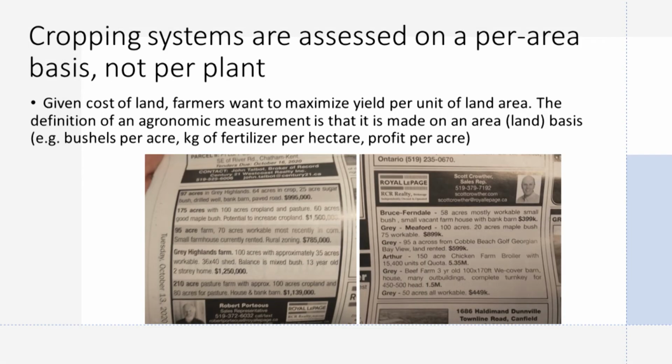So today, the effect of crop management decisions are assessed on a per area basis, not on a per plant basis. And in fact, the definition of an agronomic measurement, right, what agronomy does, those measurements are always made on a per area basis, per acre, per hectare, per meter squared, okay, never on a per plant basis.